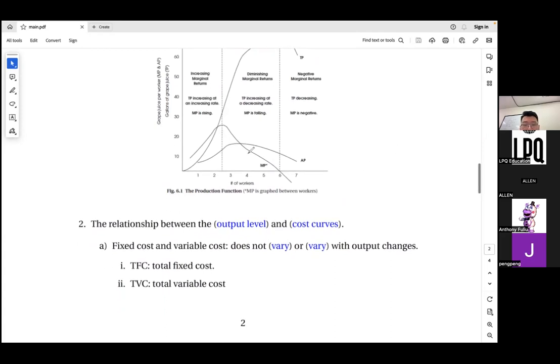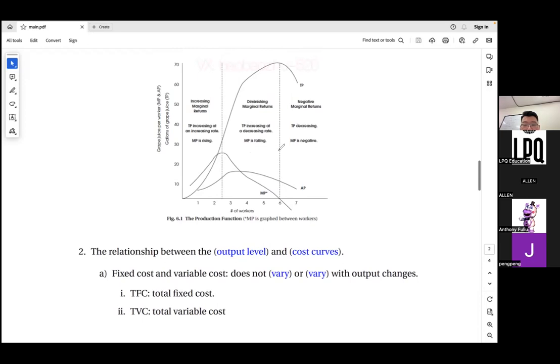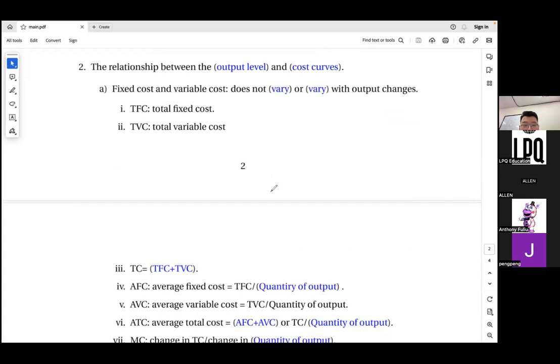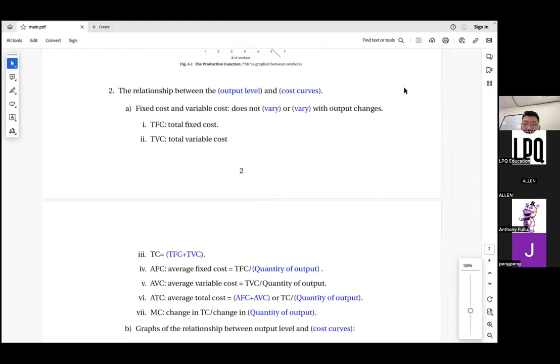Okay, but before we flip the curve, we need to define something called cost curves. You need to tell the difference between fixed costs and variable costs. Actually, it's super easy. The money you pay for fixed resources is called fixed cost. The money you pay for variable resources is called variable cost.